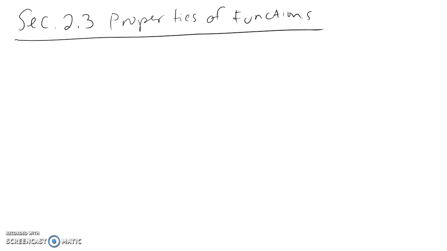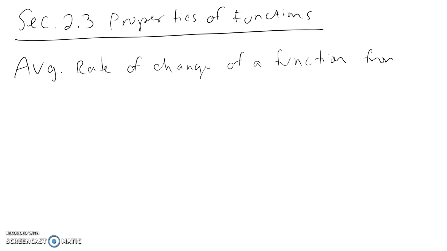This last video is again for section 2.3, which is about properties of functions. But I'm going to talk this time about the average rate of change of a function from one x value to another x value. We'll call those x values a and b.